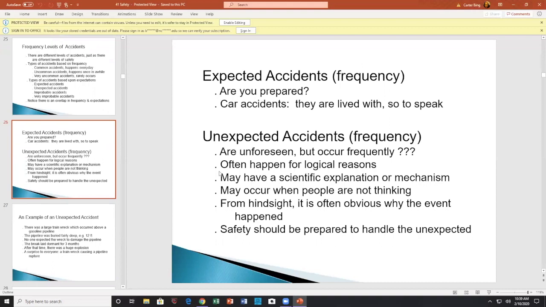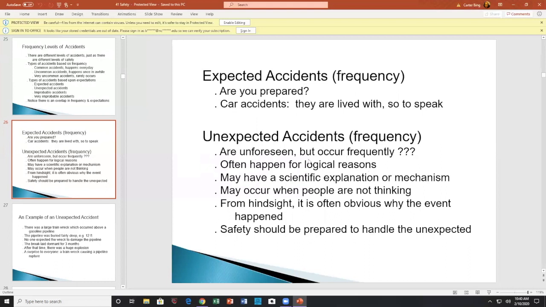Well, expected accidents, are you prepared? Car accidents, they're lived with, so to speak. Are you prepared? Well, you've got your seatbelt, you got your airbag, you got your backup videos these days, or your side turn videos. You have more computerized driving capabilities to eliminate hazards. And I've noticed that basically these fantastic improvements also lead me to be complacent. That's not necessarily a good thing to have happen. Unexpected accidents. Well, car accidents are expected, right? You have a teenager, what do you expect? Anyway, no offense to teenagers, right? I'm sure they are all very capable people.